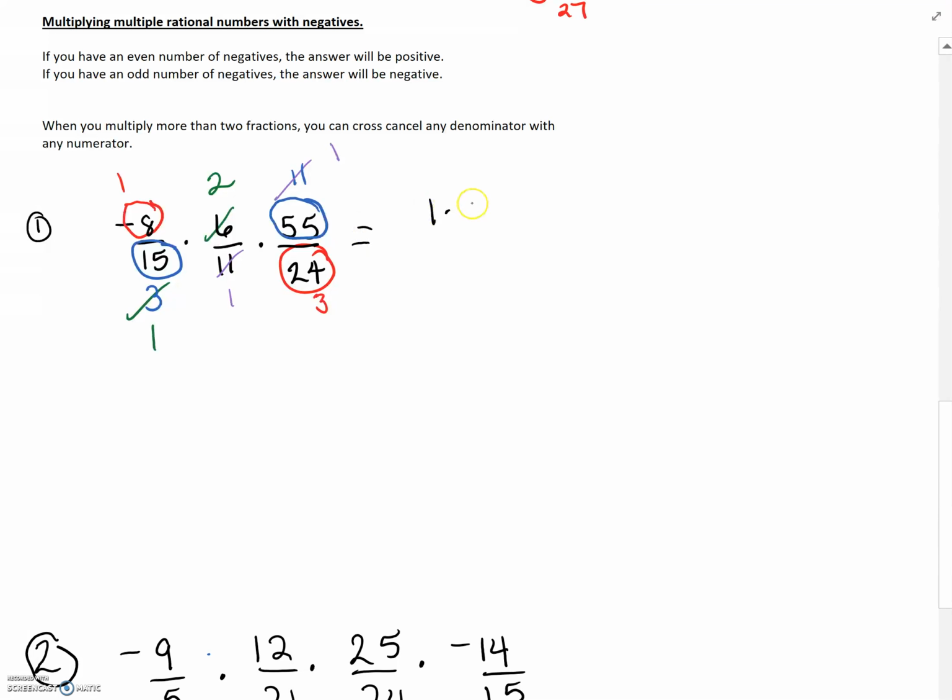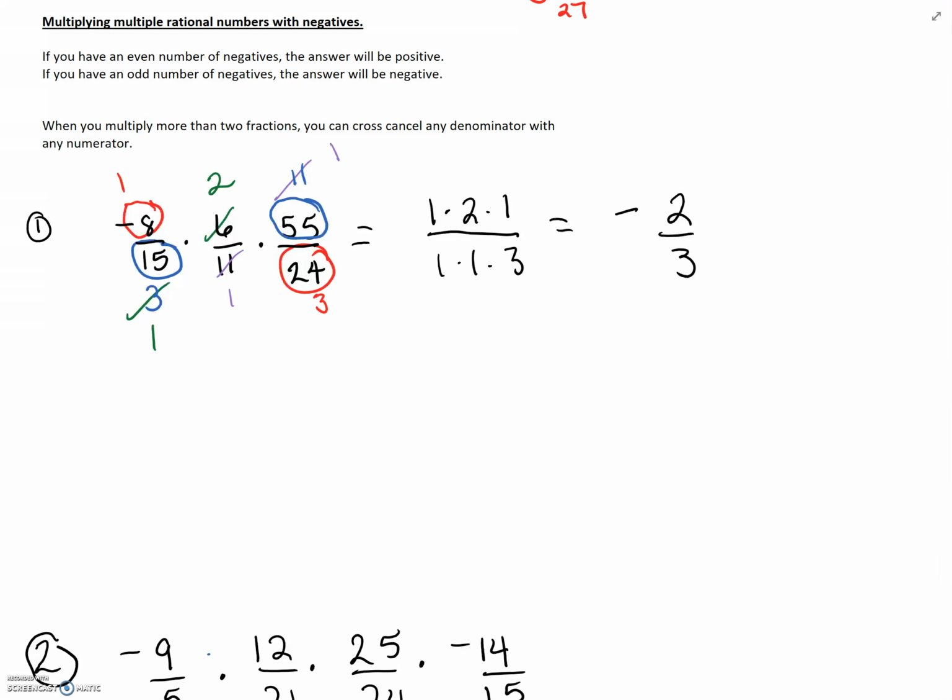My numerator, I like to write down all the 3 numerators so I don't lose any of them, and all 3 denominators so I don't lose any of them. And double check my signs. I had a negative and 2 positives. Well, if you have an odd number of negatives, you're going to have a negative answer. So this is negative 2/3. So in other words, we had 1 negative here. If you have 1 negative times positive, you're going to have a negative.